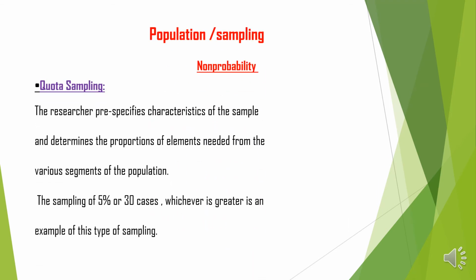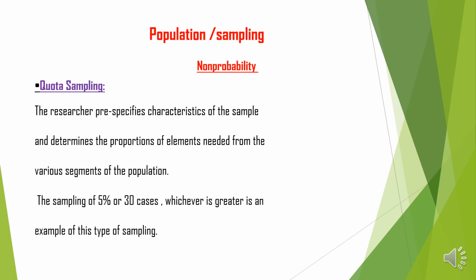And we have another type of non-probability sampling, which is quota sampling. Quota means the researcher pre-specifies characteristics of the sample and determines the proportion of the elements needed for various segments of the population. So he selects some people, and he also detects what elements he needs from that population.